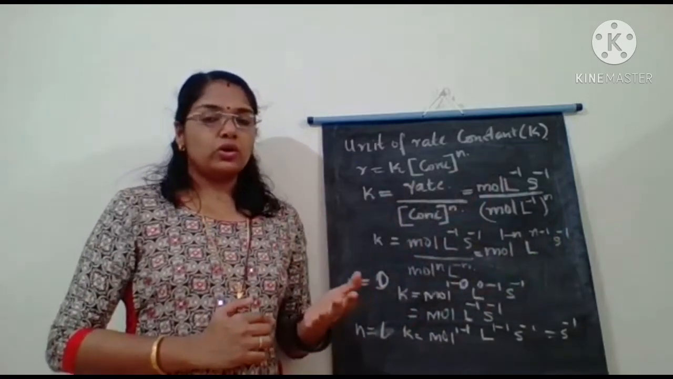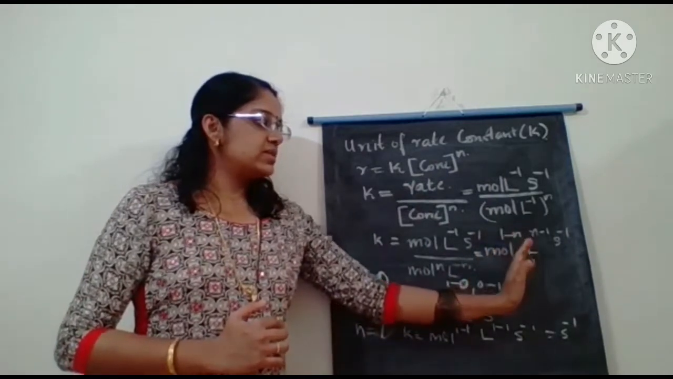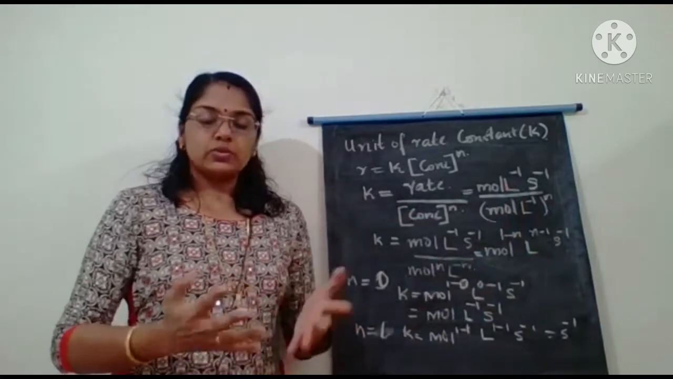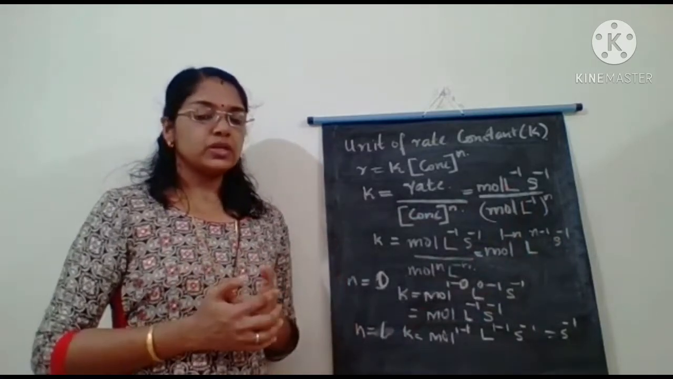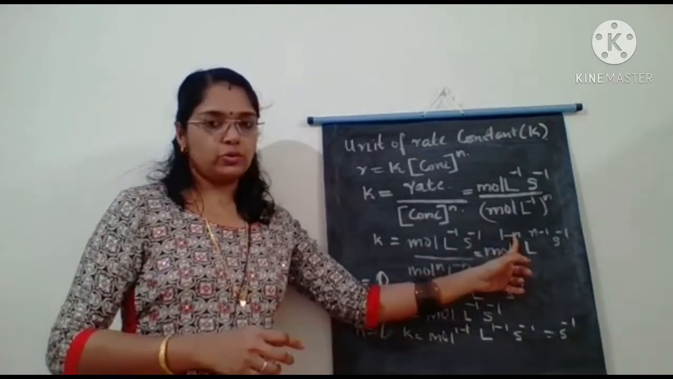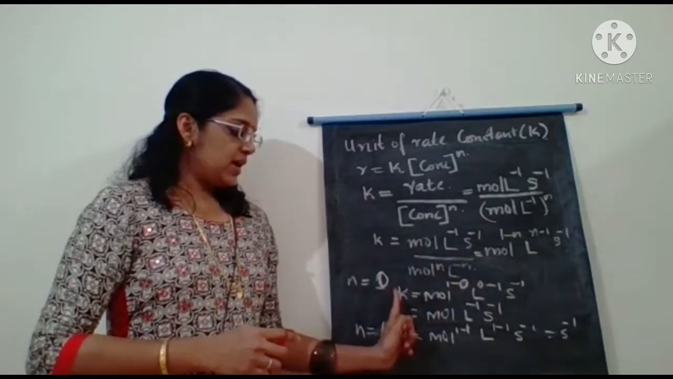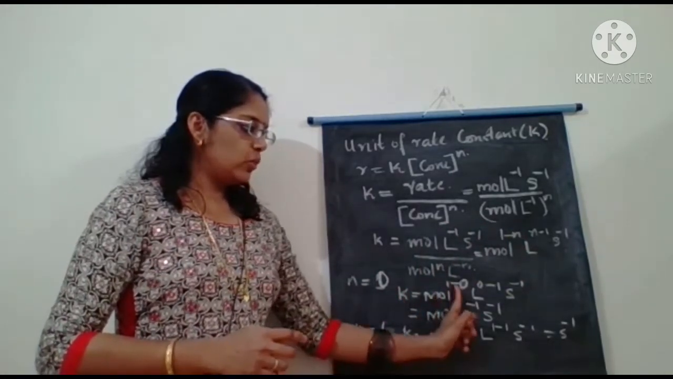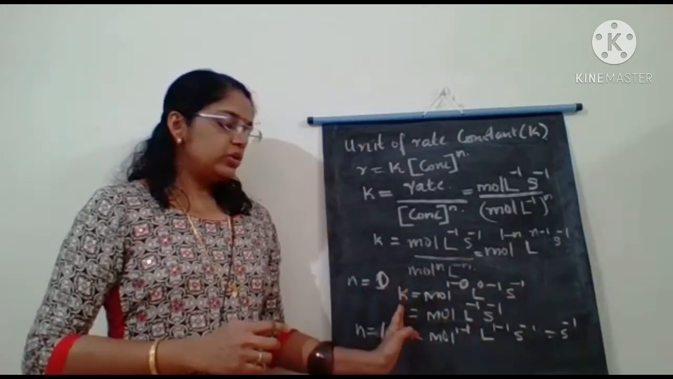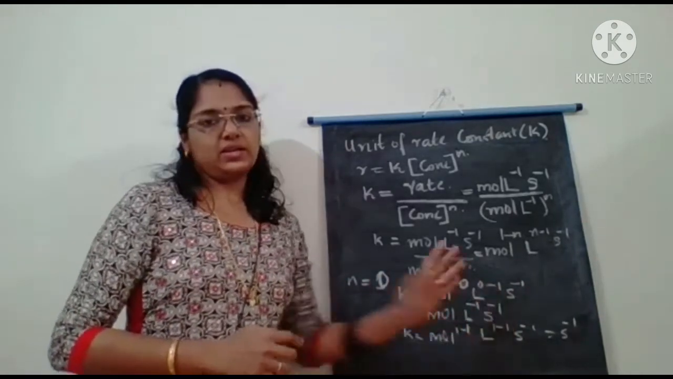So for an nth order reaction, the unit of rate constant will be mole raised to 1 minus n, liter raised to n minus 1, and second raised to minus 1. Suppose you want to find the unit of rate constant for a zero order reaction. Here n will be equal to 0. Substituting, we get K is equal to mole raised to 1 minus 0, liter raised to 0 minus 1, second raised to minus 1. So the unit of rate constant for a zero order reaction will be mole liter inverse second inverse.